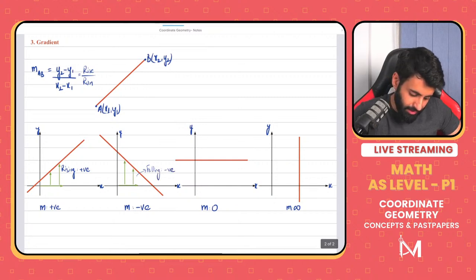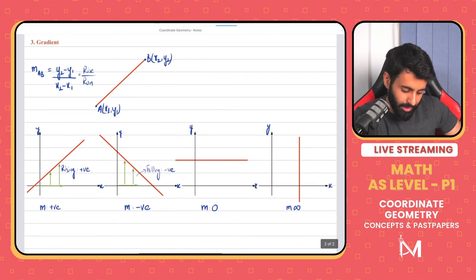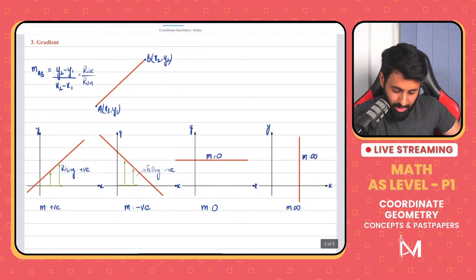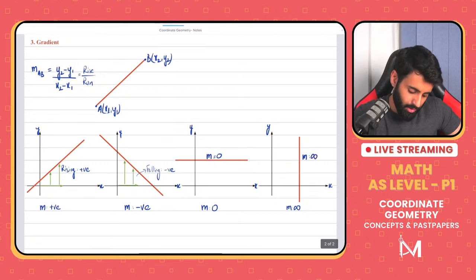So because this line is falling, the gradient of this line will be negative. And this line right here, there is no change in y. If you think about it, this is a horizontal line. There is no change in y, so what is the gradient going to be? The gradient is going to be zero. And in this case, since there is no change in x, the gradient is going to be infinity.